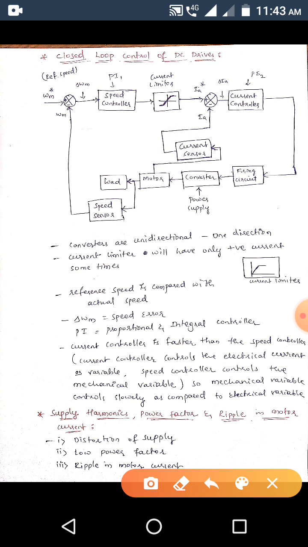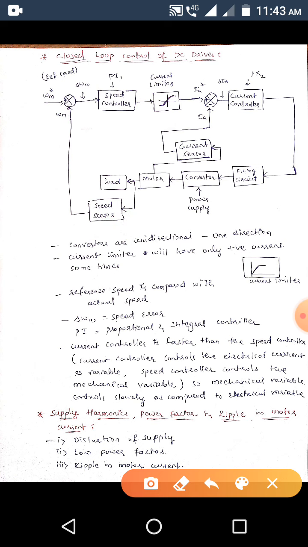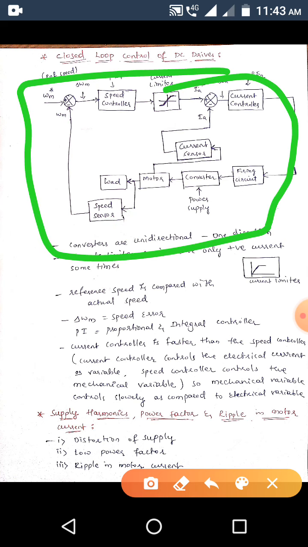Then we have one more loop inside, connected in between the load and the motor: the speed sensor. Here we are going to sense the actual speed of the load as well as the motor, and that is connected with this node here. Now it is a complete closed loop.